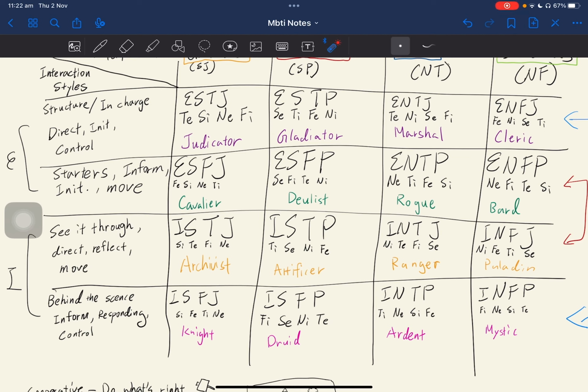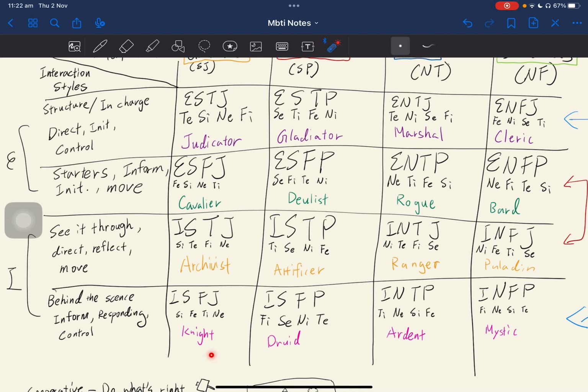And ISFP are the nature-loving people, or the artists, the keeper of nature, kind of. That's why they are the druids. They are there to protect the environment, and the hippies. So these ones and these ones also.